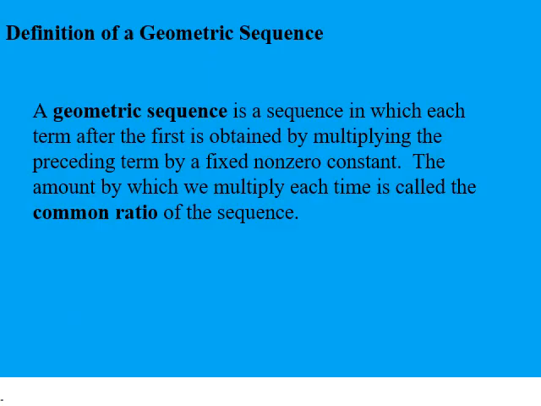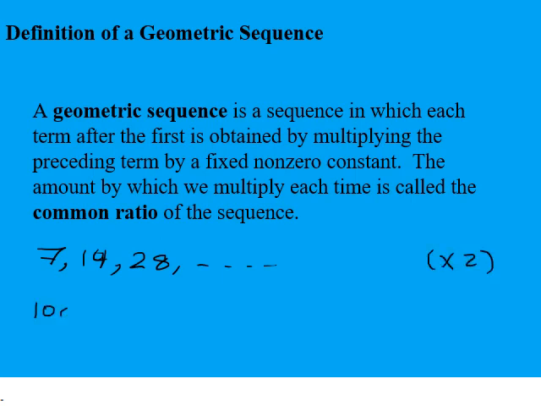A geometric series is a series or a sequence in which each term after the first one is obtained by multiplying the preceding term by a fixed non-zero constant. For example, if I start with 7 and multiply 7 by 2, it gives me 14, multiply by 2 gives me 28, and so on. So I start the sequence with 7, but each time I multiply by 2. So here I multiply each preceding term by 2.